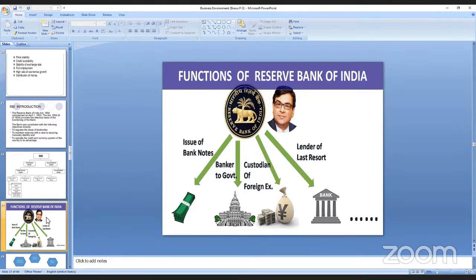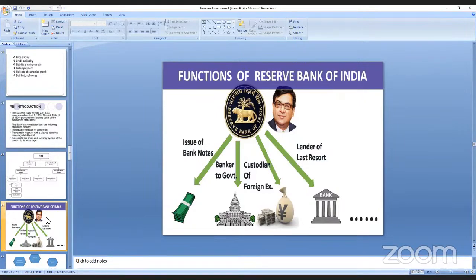So we'll see. This is the main important one, the functions of the RBI. These are the four. There is the issue of bank notes. Every day, they do not print notes. Whenever the government says, they will print the notes, take the old notes out, and issue the new notes, not only notes but also currency, that is coins.